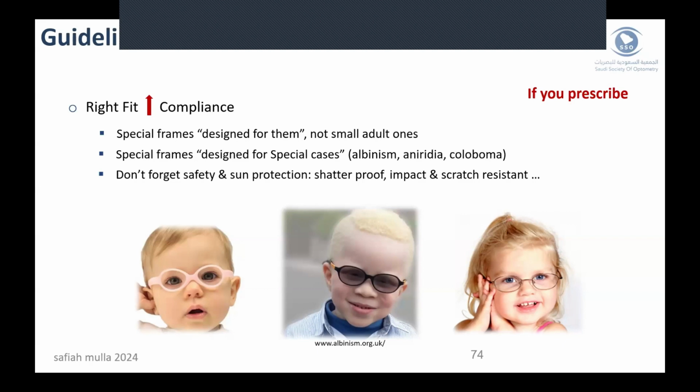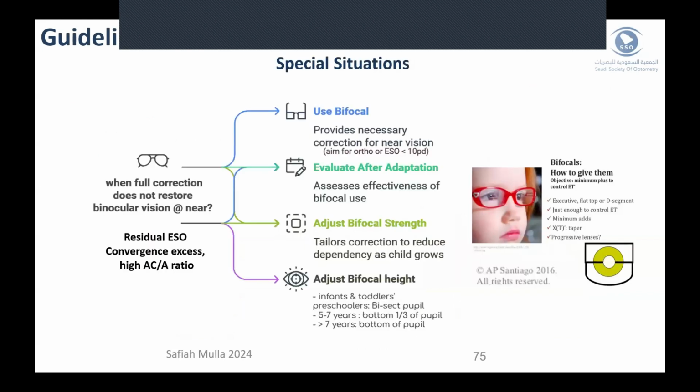And don't forget the safety and the sun protection. So they should have shatterproof or impact and anti-scratch protection on the glasses, because the kids will throw those glasses everywhere, and they will come to your clinic with scratched lenses that they are not able to see through. So you have to explain to the parents all about these things to consider when they are picking up the frame for the child.